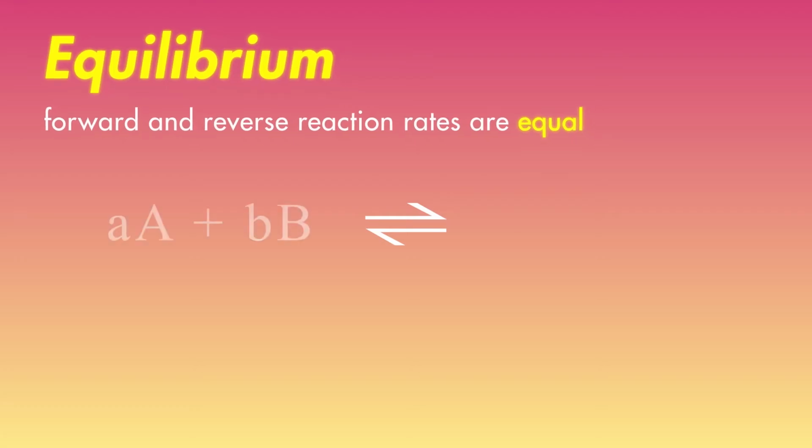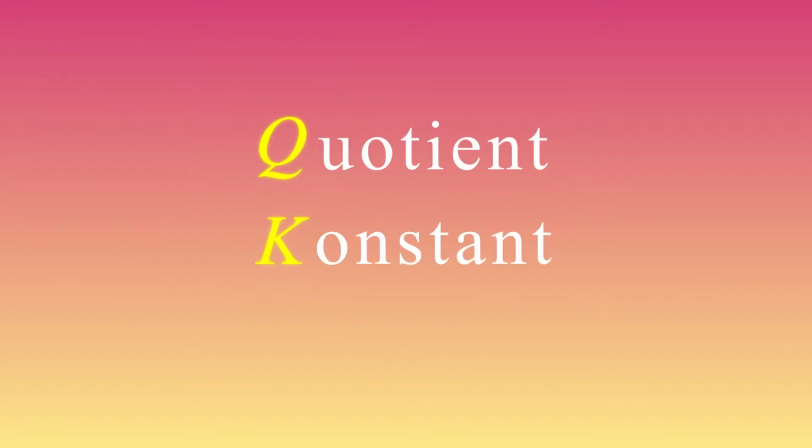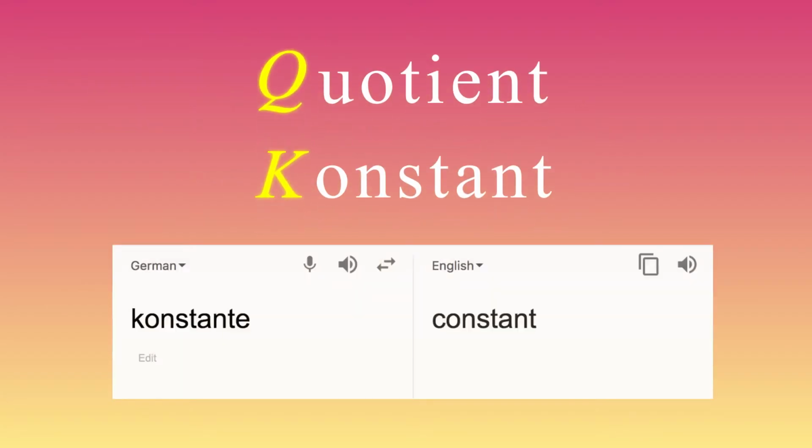When reactants and products are in equilibrium, the reverse and forward rates are equal, and we can express the balance of reactants and products present at that condition using a mathematical expression for the reaction quotient Q, and its numerical value in equilibrium is the equilibrium constant K. That's Q for the quotient and K for the constant. That last one makes more sense if you speak German.